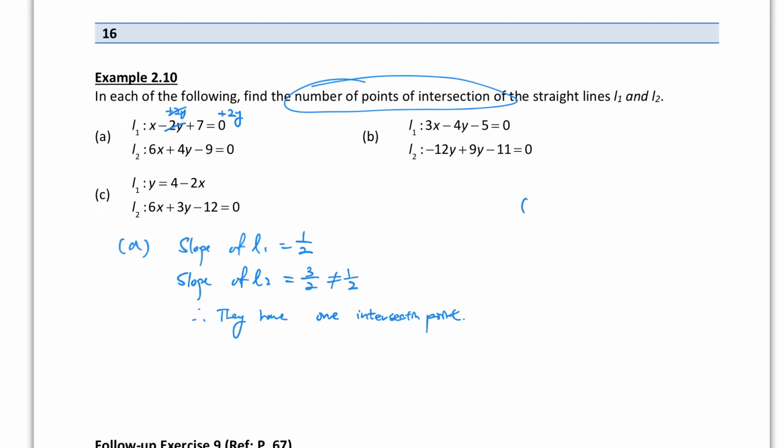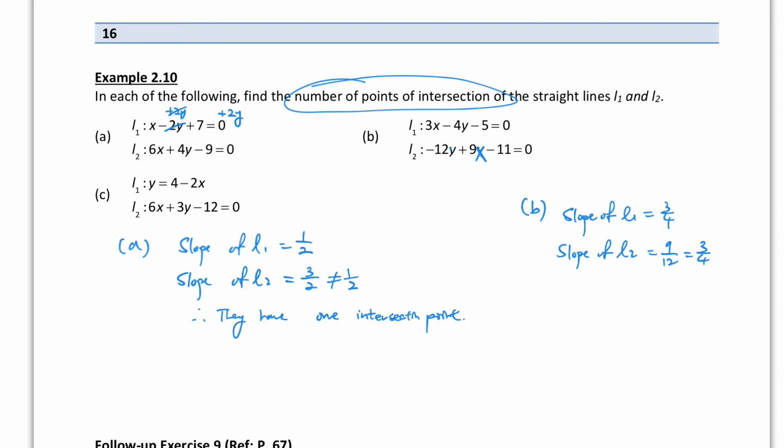Let's see part B. The slope of L1 is equal to 3 over 4. And then the slope of L2, make y the subject. It is negative 12y plus 3 plus 9x. Then plus 12y on both sides and then divide by 12. So 9 over 12, which is equal to 3 over 4.